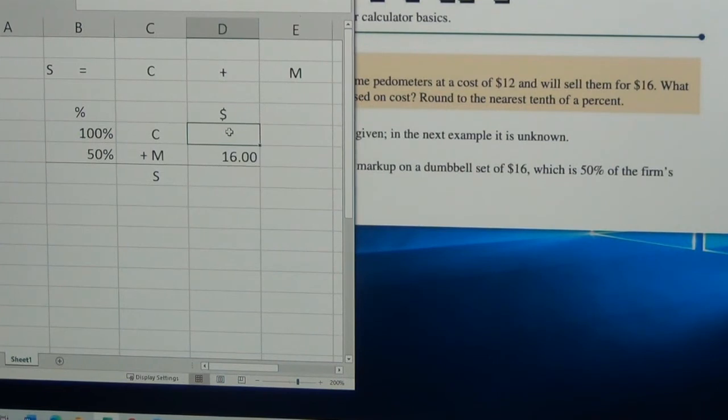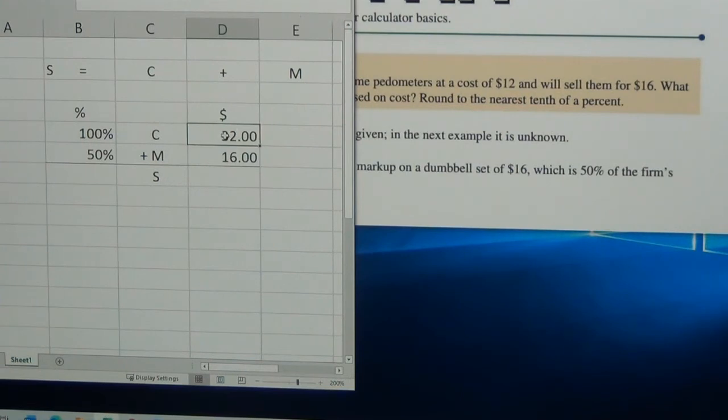We know if we had the cost and multiplied it by this percentage, we would have come up with the markup: the cost multiplied by the percentage gives us the markup. But in this case, we don't have the original cost. So if we go forward with multiplication, to go backwards we would use division. The way it would work is $16 divided by 0.5, or 50%, will give us the cost. Got that? So let's do that. $16 divided by 0.5 or 50% gives us $32.